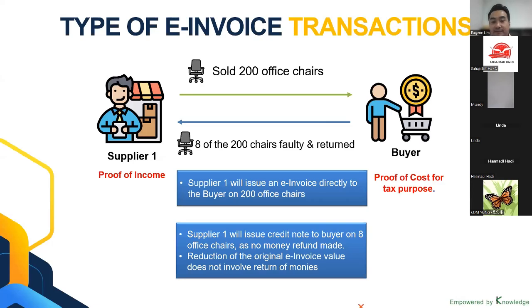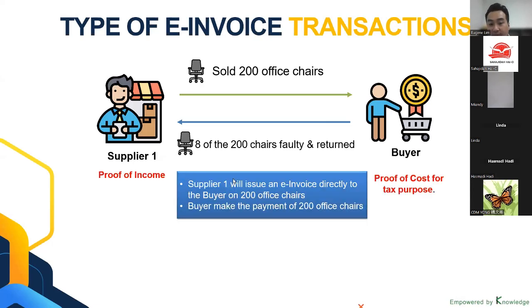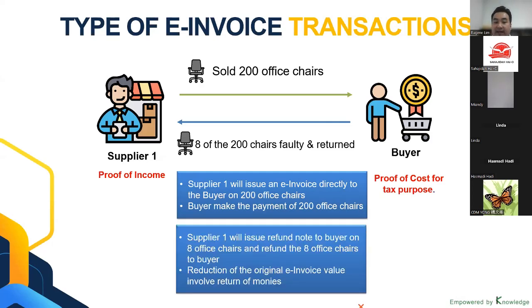So if the transaction involves the return of money for the 8 units, first thing, the supplier, same thing, will issue the e-invoice to the buyer for the 200 unit chairs. And then the buyer will make the payment for the 200 office chairs. When there is money involved, then they find the 8 units got a problem, got damaged, and are returned back to the supplier. In this scenario, the buyer wants the money back first. They want to collect the money back first. They don't want to wait for the 8-unit replacement with the e-invoice.